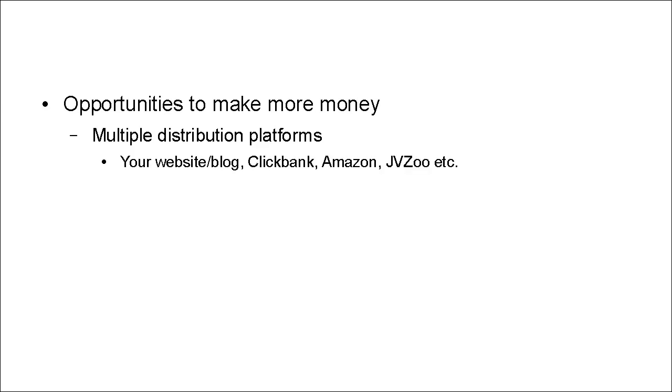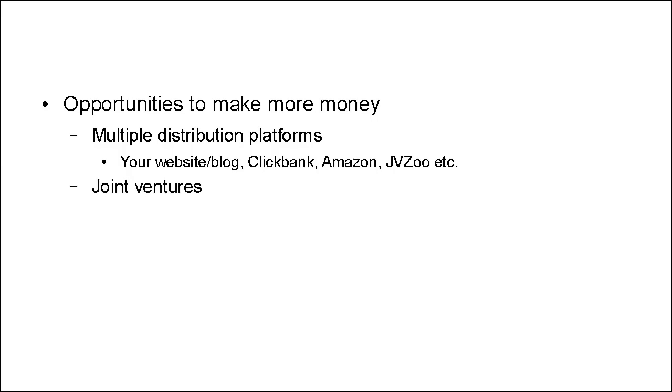And finally, there are opportunities to make more money. There are multiple distribution platforms for digital products. So, for example, you could have the same product and you could sell it on your website or your blog. You can sell it on Clickbank. You can sell it on Amazon. You can sell it on Jvzoo, and so on. Whereas, of course, with a physical product, the options are somewhat more limited.